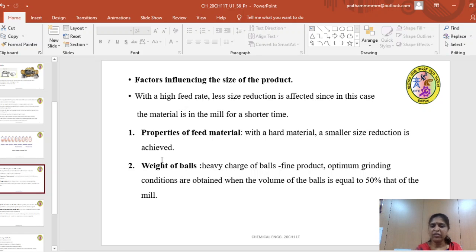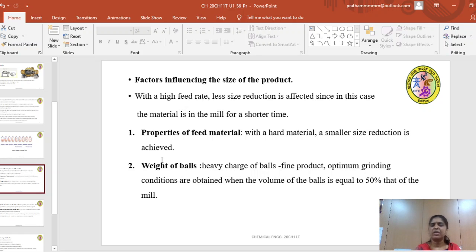So the properties of the feed material: with a harder material, smaller size reduction is achieved. If it is very hard, the ball's weight is not enough to crush the material, so the size reduction may not be so efficient, and smaller size reduction is achieved. So this will come under the properties of the feed material.